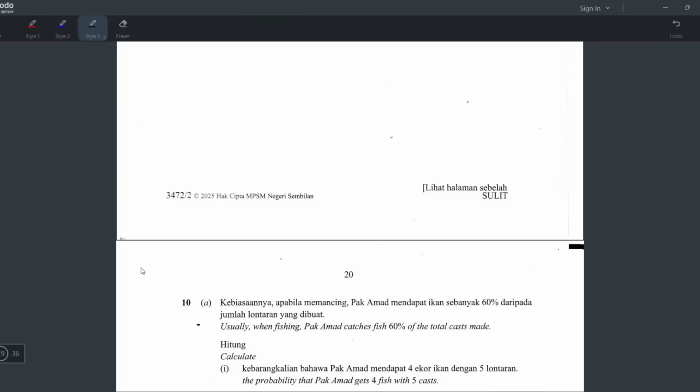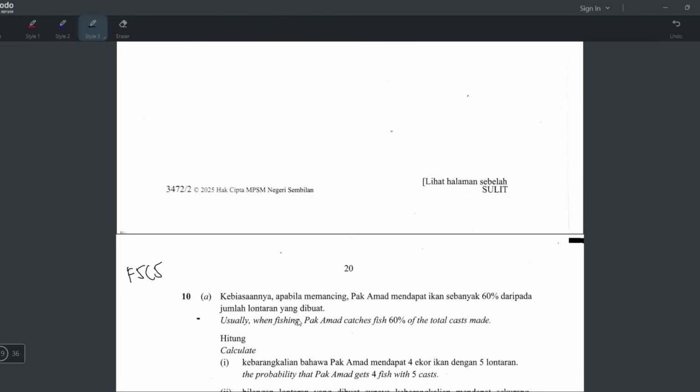Okay, what chapter? This one is from chapter 5. The probability distribution chapter in BM is called Taburan Kebarangkalian. Alright, so let's read A. Usually when fishing, Pak Ahmad catches fish 60% of the total casts made. So the 60% is the probability lah. If they give you a percentage, you can convert. Percentage and probability are like the same thing. 60% means 0.6, and this is the probability of catching. So I'll just write here catch. So you can find the other probability, which is 1 minus 0.6, 0.4. And this will be the probability of no catch.